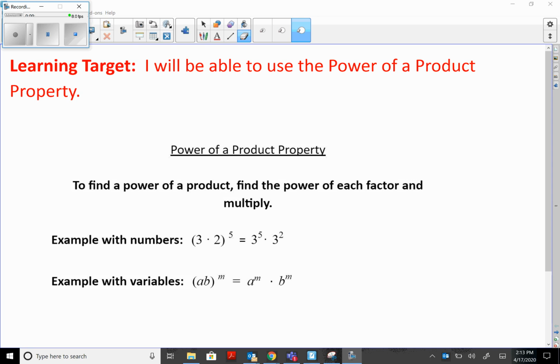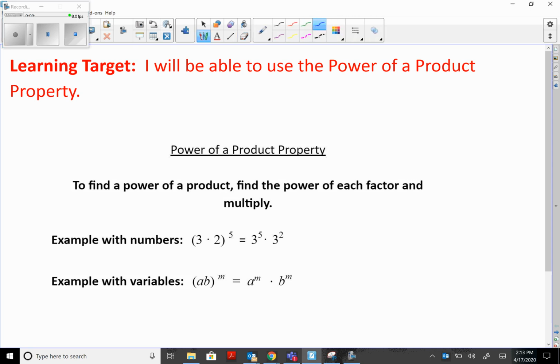So, power of a product property, not product of a power, power of a product, is similar to the power of a power property. And it's also similar to the distributive property. So, to find a power of a product, you find the power of each factor and multiply. Let me show you with an example.